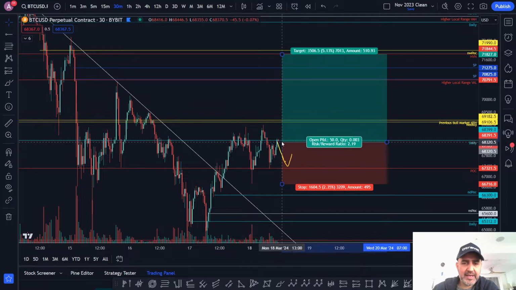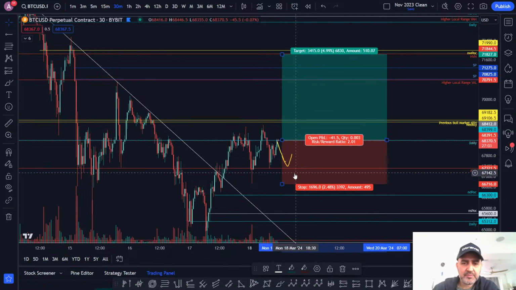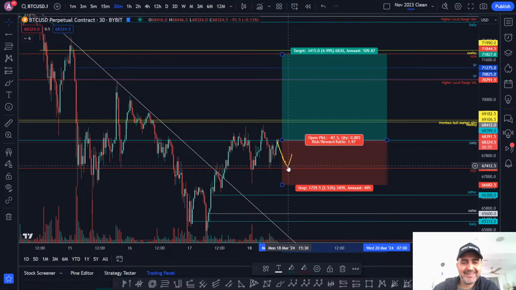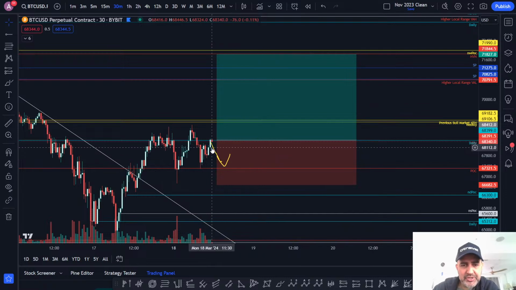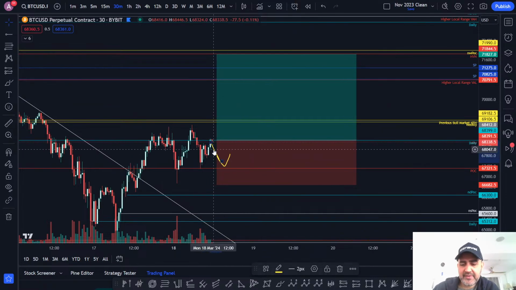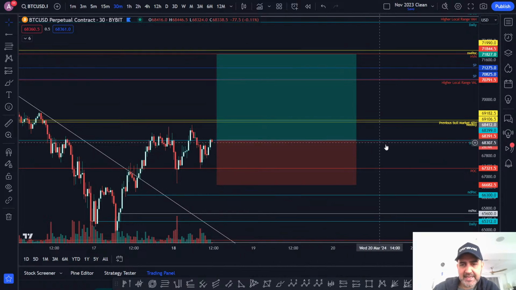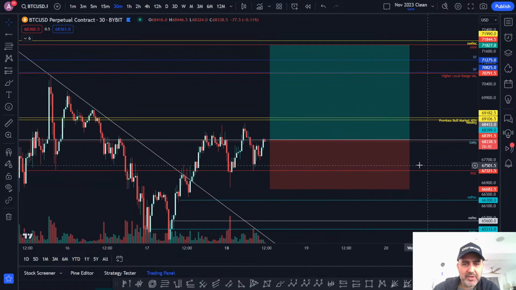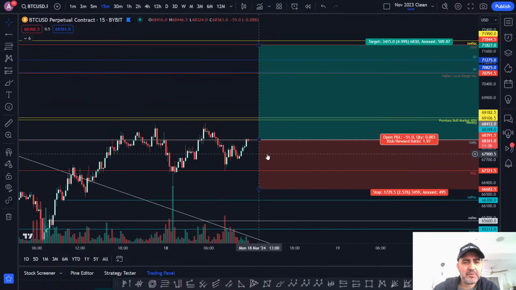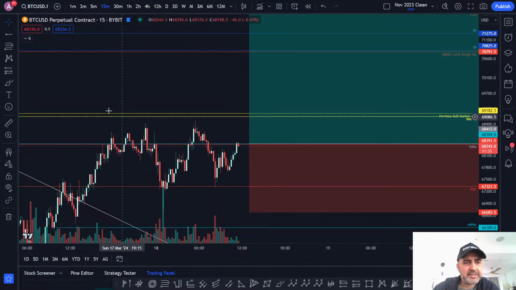But right now, with this current invalidation, you're risking 1 and you're getting 2, so it's still acceptable, but I prefer more, and potentially you could get more if the price went up. It's quite weird to think of it like that, but because we're into this daily level, into this high volume node, all we need to do is just flip it into support. That's all we need to do.